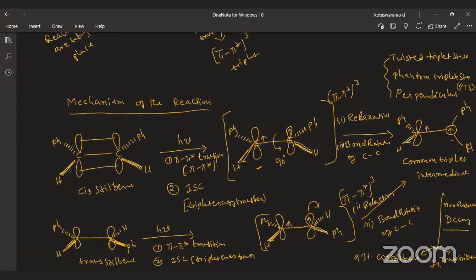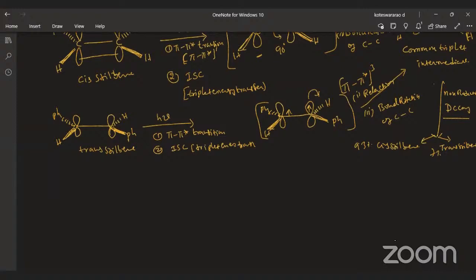Right. If you see the other examples, we have several examples for this reaction. For example, you can take the cis stilbene with a different radiation. In the previous case, the cis stilbene may be irradiated with the 190.